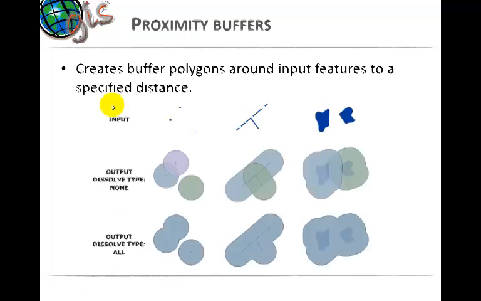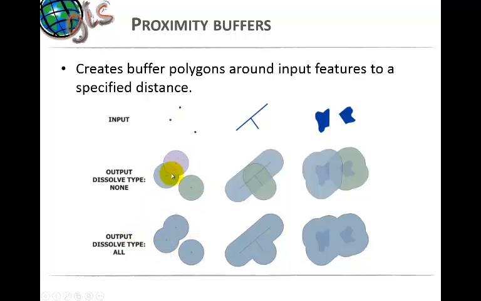Proximity buffers are nothing but, like the word buffer means, they create a polygon around the input features to a specified distance. So if you have points, it's going to create circles around these points at a certain distance that you mention. If it's lines, it's going to create polygons based on your distance as well. So there are two different output options: dissolve none and dissolve all.